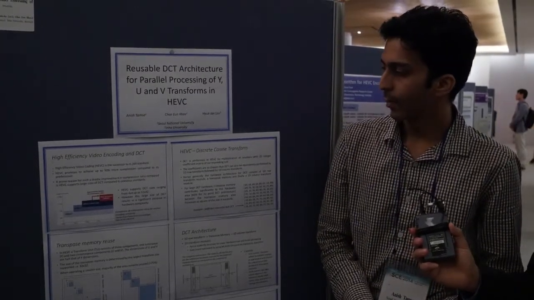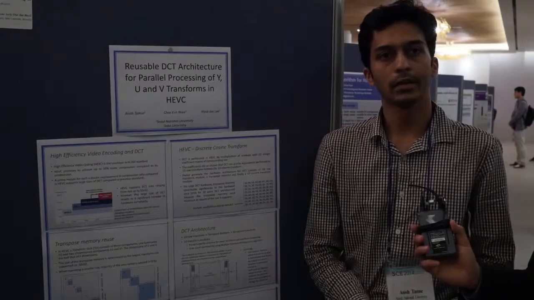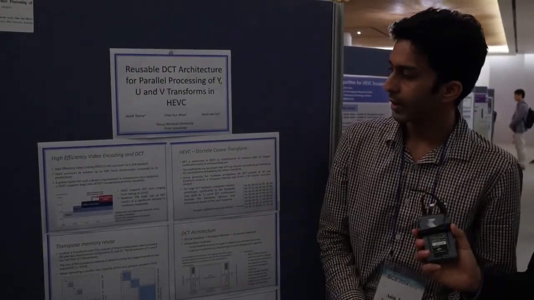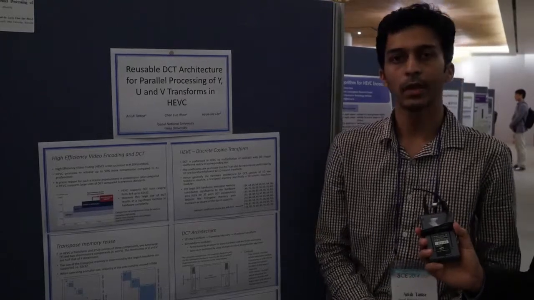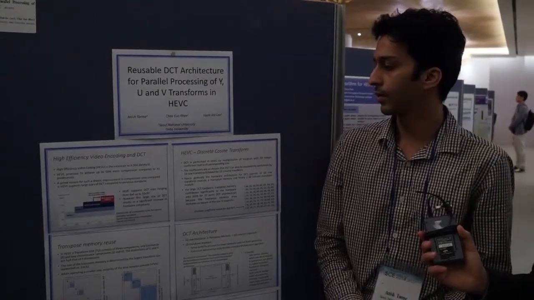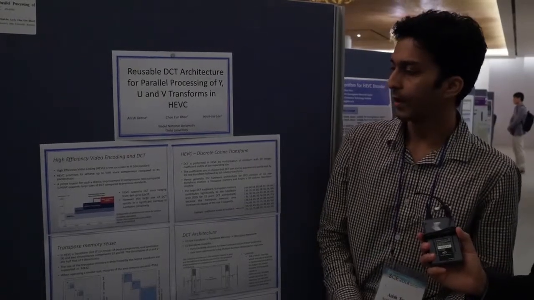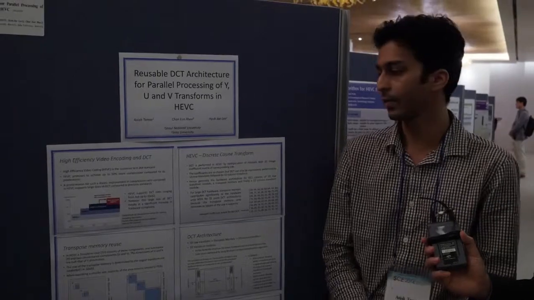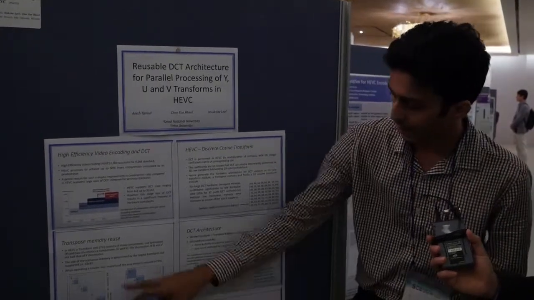But the problem with this is that when we implement the same thing in hardware, the hardware cost increases a lot. The reason is that the transpose memory required in hardware increases as the square of the size it supports. So if the transform size doubles, the hardware cost increases 4 times. This is the transpose memory.